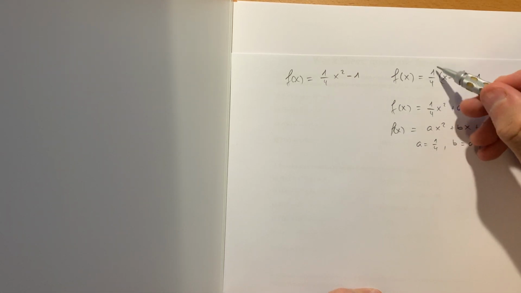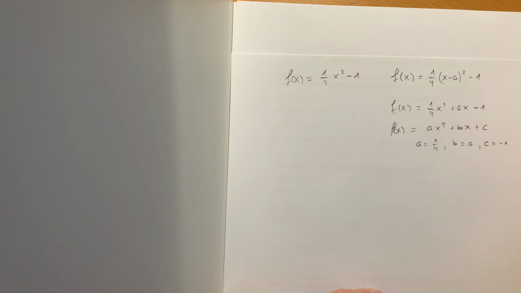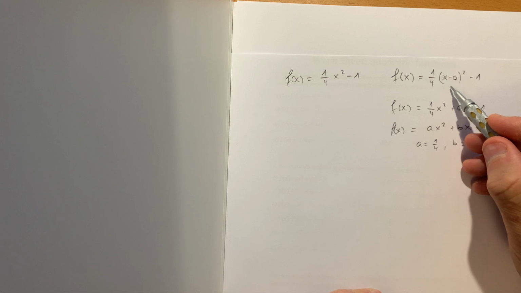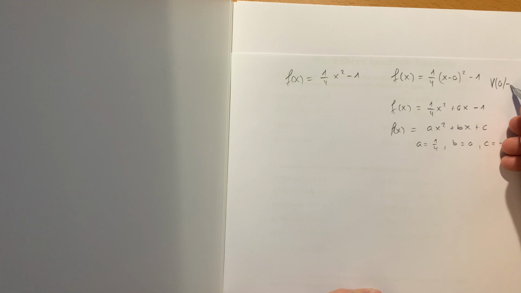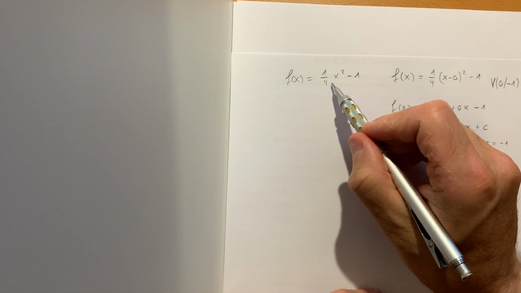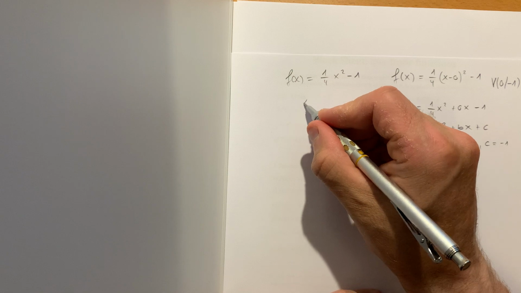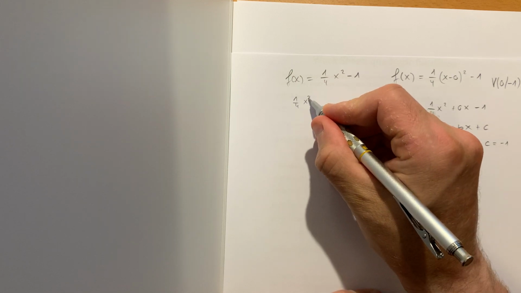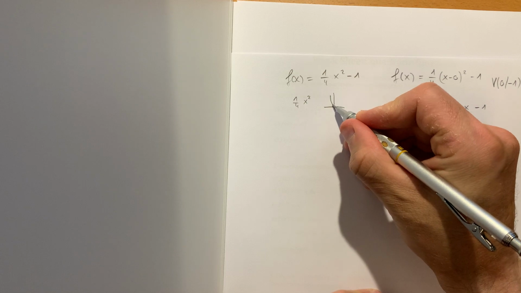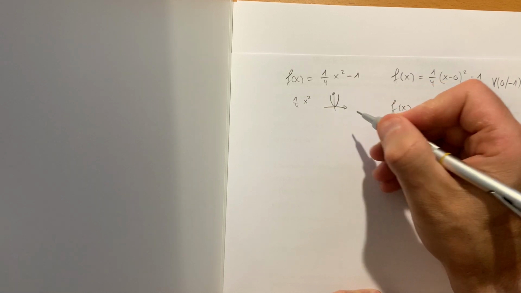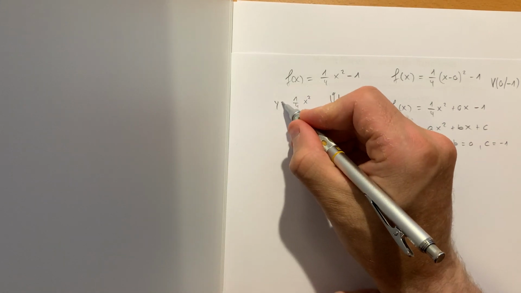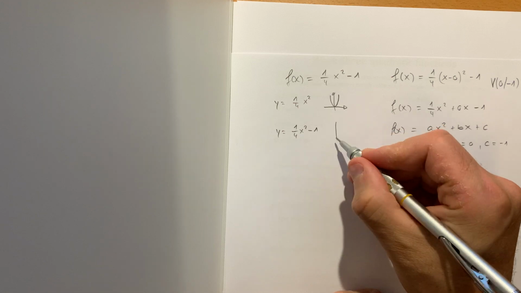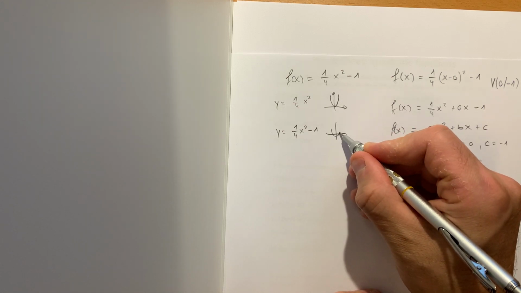Well, from the 1/4, you know that it is a happy parabola, and it is a vertical shrink. From this here, you know right away that the vertex will be at 0, minus 1. When you look at this, you could think of it like this. 1/4 x squared would look somewhat like this as a vertical shrink, and 1/4 x squared minus 1 would look somewhat like this.